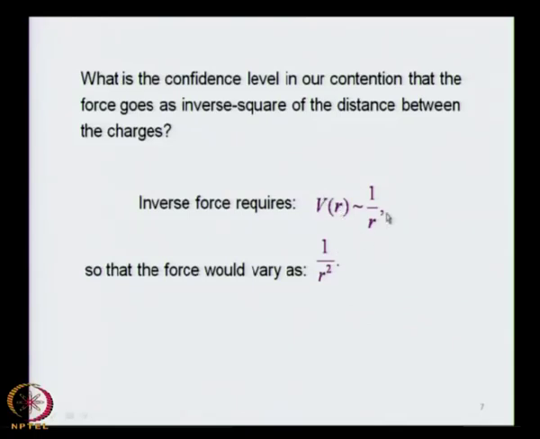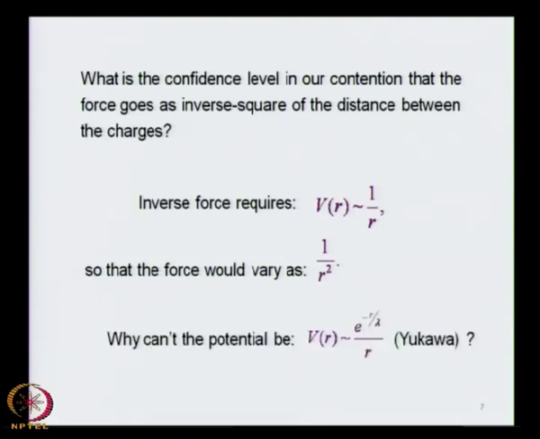So, the same question we can ask in terms of the condition on the potential: what is our confidence level in saying that the potential goes exactly as 1 over r? If it is slightly different from 1 over r, then again the corresponding force that would be generated by taking the negative gradient of this potential would not be exactly 1 over r square, but it could depart from it. And what we are asking is exactly what is our confidence level.